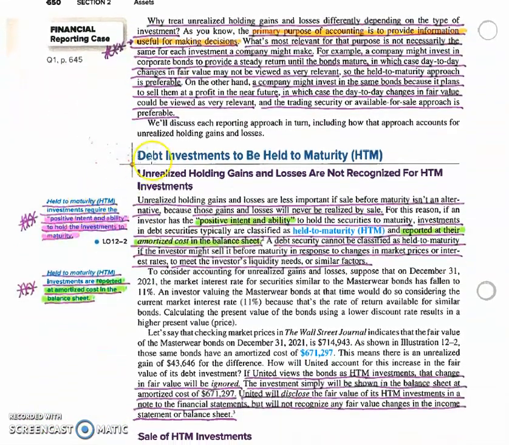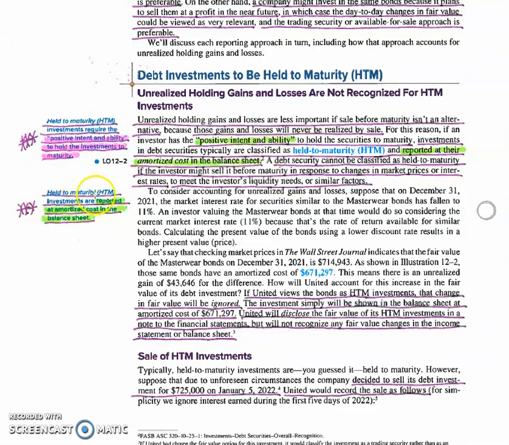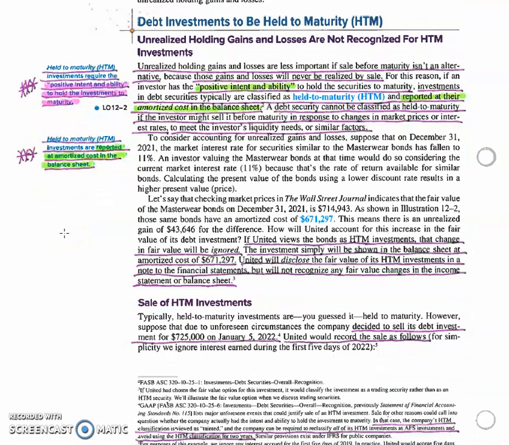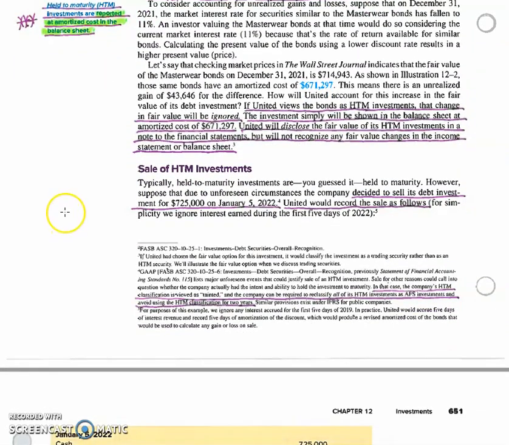Okay, debt investments accounted for as held to maturity. Again, here are the qualifications: positive intent and ability to hold the investment to maturity. Investments are reported at amortized cost on the balance sheet. And amortized cost is amortizing the premium or discount using the effective interest method.